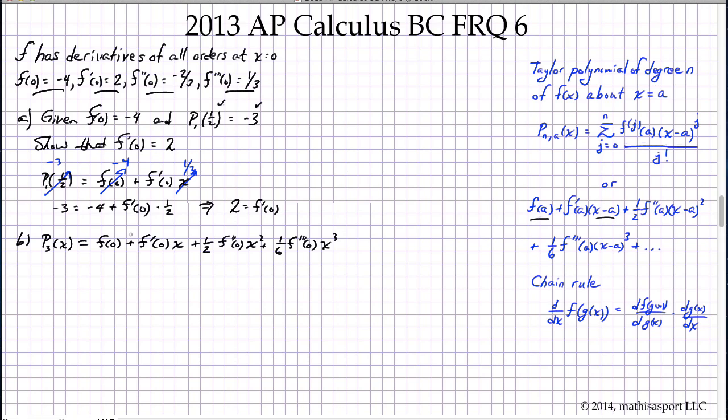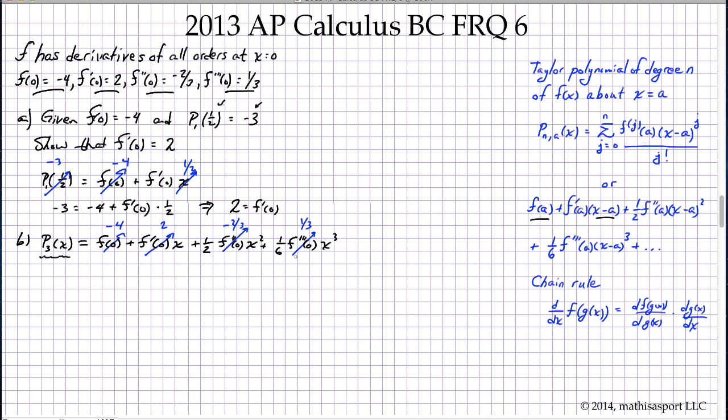Now we can start to fill in the numbers that we have. They don't give us any additional information for this because this is a variable expression, a functional expression. But what we do know is f of 0 is -4. f prime of 0 is 2. f double prime of 0 is given as -2/3. And f triple prime of 0 is given as 1/3.